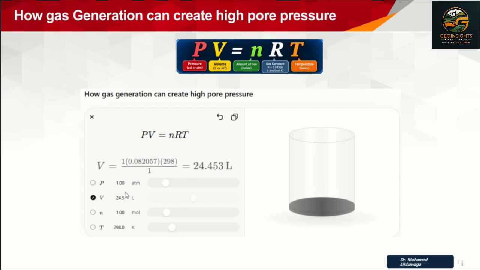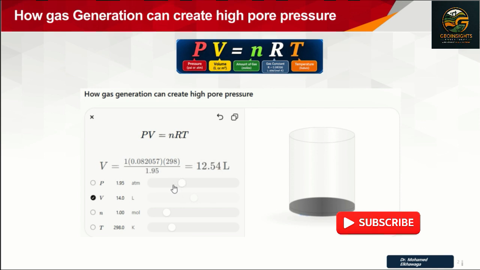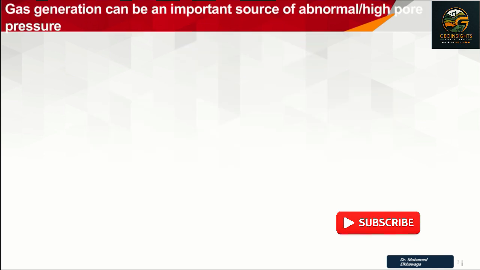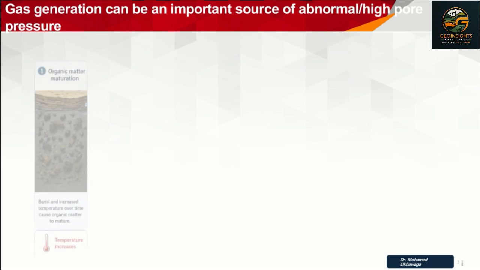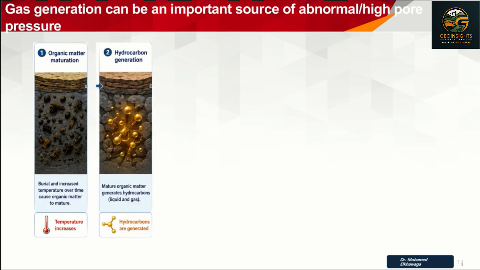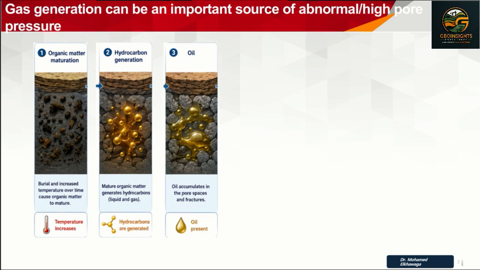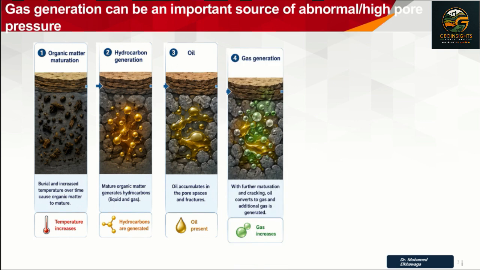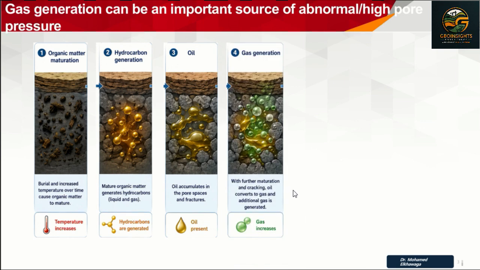Now, let's connect this concept to petroleum geomechanics and see how gas generation can contribute to high pore pressure, particularly in organic-rich source rocks during hydrocarbon generation and maturation. The basic mechanism is, when kerogen matures, hydrocarbons are generated. During the oil-to-gas and gas generation stages, a significant amount of gas can be generated within a relatively low permeability source rock. If the generated fluids cannot escape efficiently, the pore fluid pressure increases.